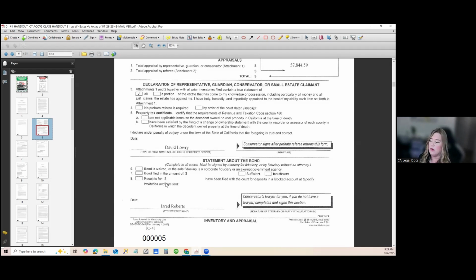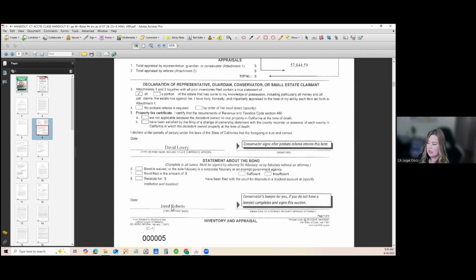The next box is if the court ordered that the funds, let's say you still want full authority, but the court orders any type of cash funds to be placed in a blocked account. Typically, you'll see this with guardianships because minors cannot inherit. So this box will be marked. The amount that's in the blocked account will be listed. This really has no bearing on the accounting we're doing, so I don't pay it much mind.